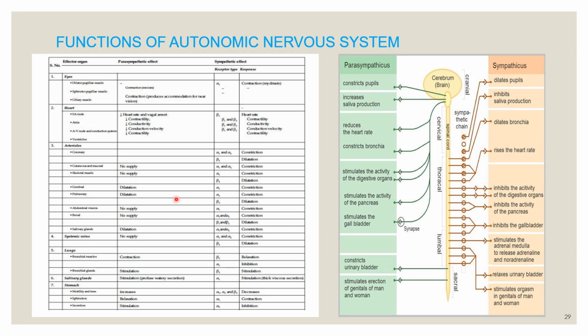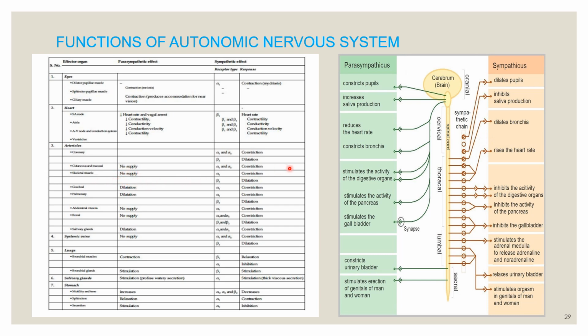Then cutaneous and mucosal arterioles, which supply the skin and mucosa. They don't have a parasympathetic supply, but they have alpha 1 and alpha 2 receptors of the sympathetic nervous system. Upon stimulation, it causes constriction of these arterioles. Then coming to skeletal muscle, there is no supply of the parasympathetic nervous system.